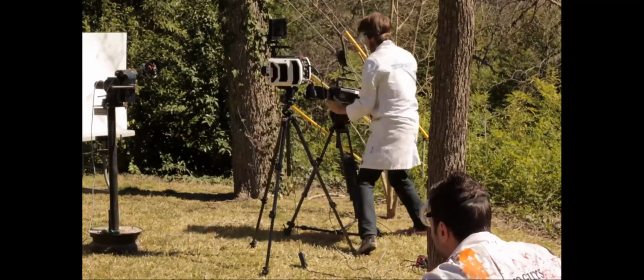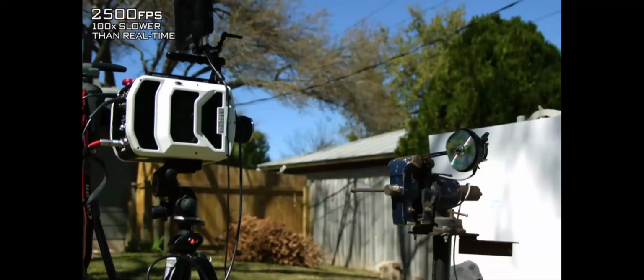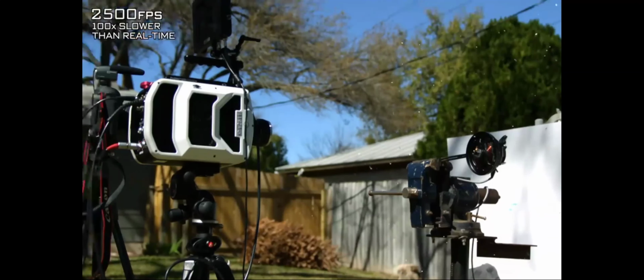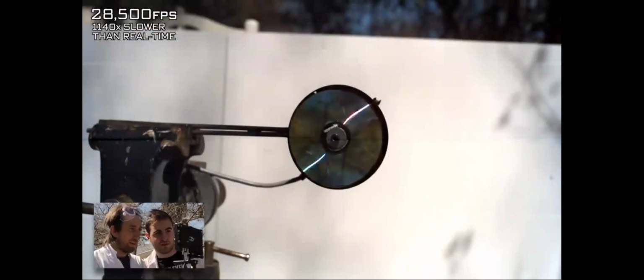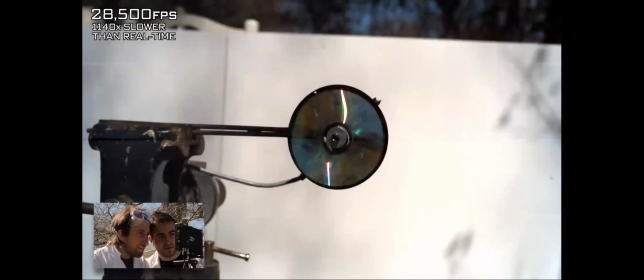As you can see, 2,500 frames a second isn't nearly fast enough to see what happened there. Let's look at what we got. You can see it warping. Look at that. Whoa, it's moving so much. Oh my god. Look at the shape of it. The whole thing is moving. Whoa! Oh man, that looks amazing.